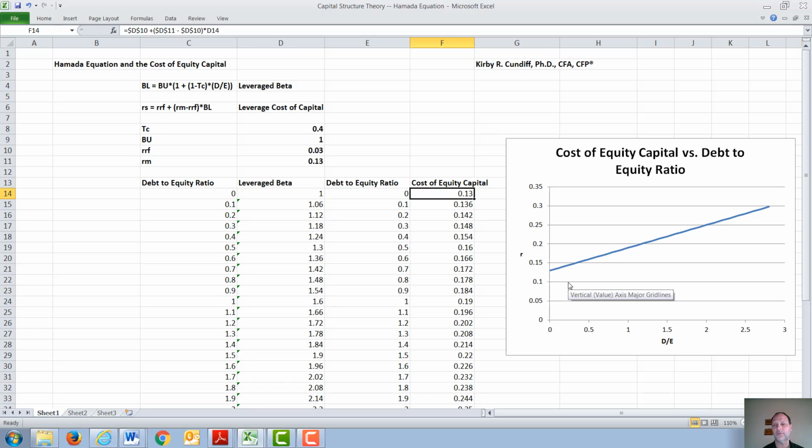So we can see from our graph, as the amount of leverage or the amount of debt increases, the cost of equity capital increases, consistent with a more leveraged or more risky company, which therefore has a higher possibility of bankruptcy.